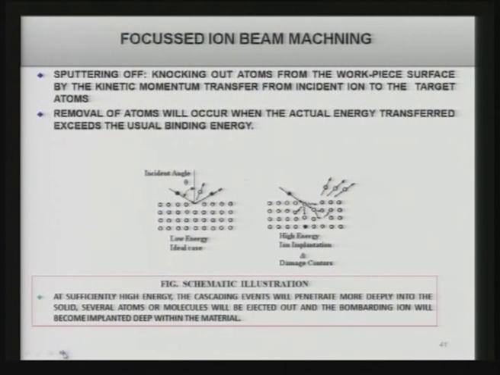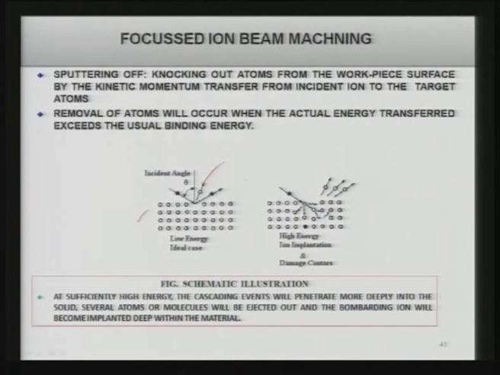There is another process known as focused ion beam machining. In this particular process, sputtering off or knocking out of atoms from the workpiece surface takes place because of the kinetic momentum transfer from the incident ion to the target atom, as you can see here. The incident ion is coming at a very high velocity and it hits the top surface of the workpiece and it hits a particular atom. Now if the energy of this ion is larger than the bonding energy of these atoms on the top surface, then a particular atom will be sputtered off and this ion will also go away from here.